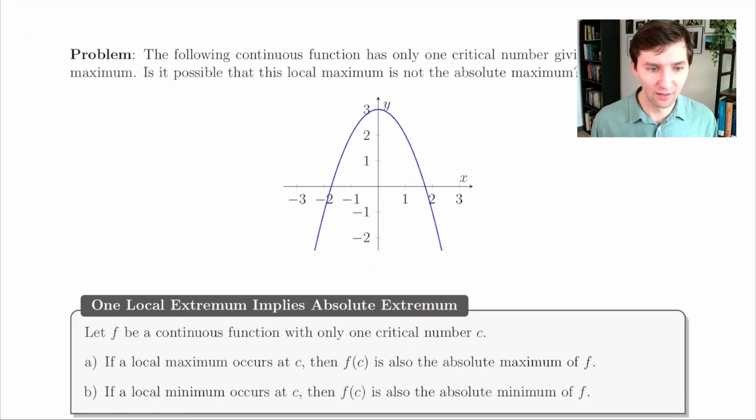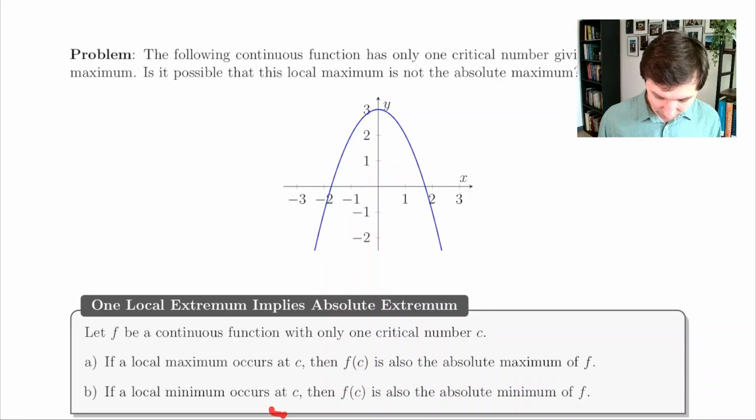This is exactly what the next theorem says. If you're given a continuous function with only one critical number, then if you have a local maximum at that c, then you also have absolute maximum at that c. And if you have a local minimum at that c, you also have absolute minimum at that c.